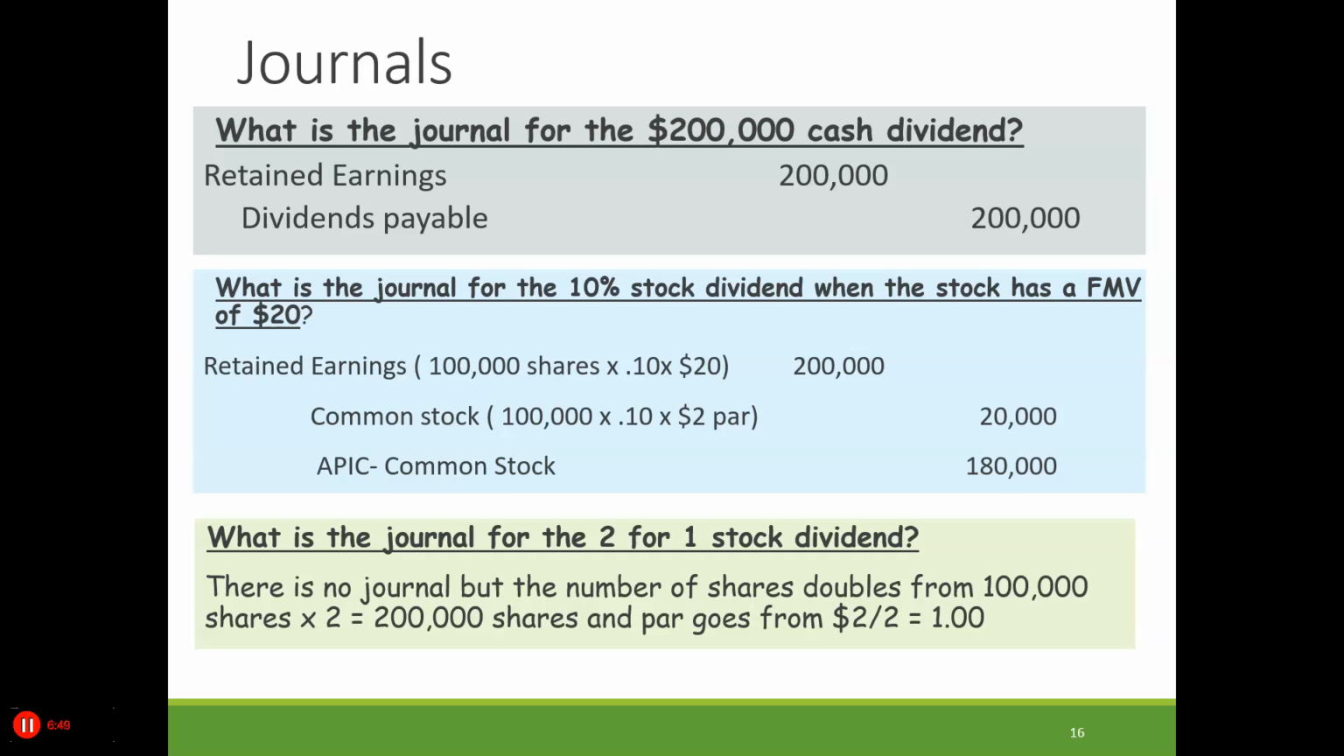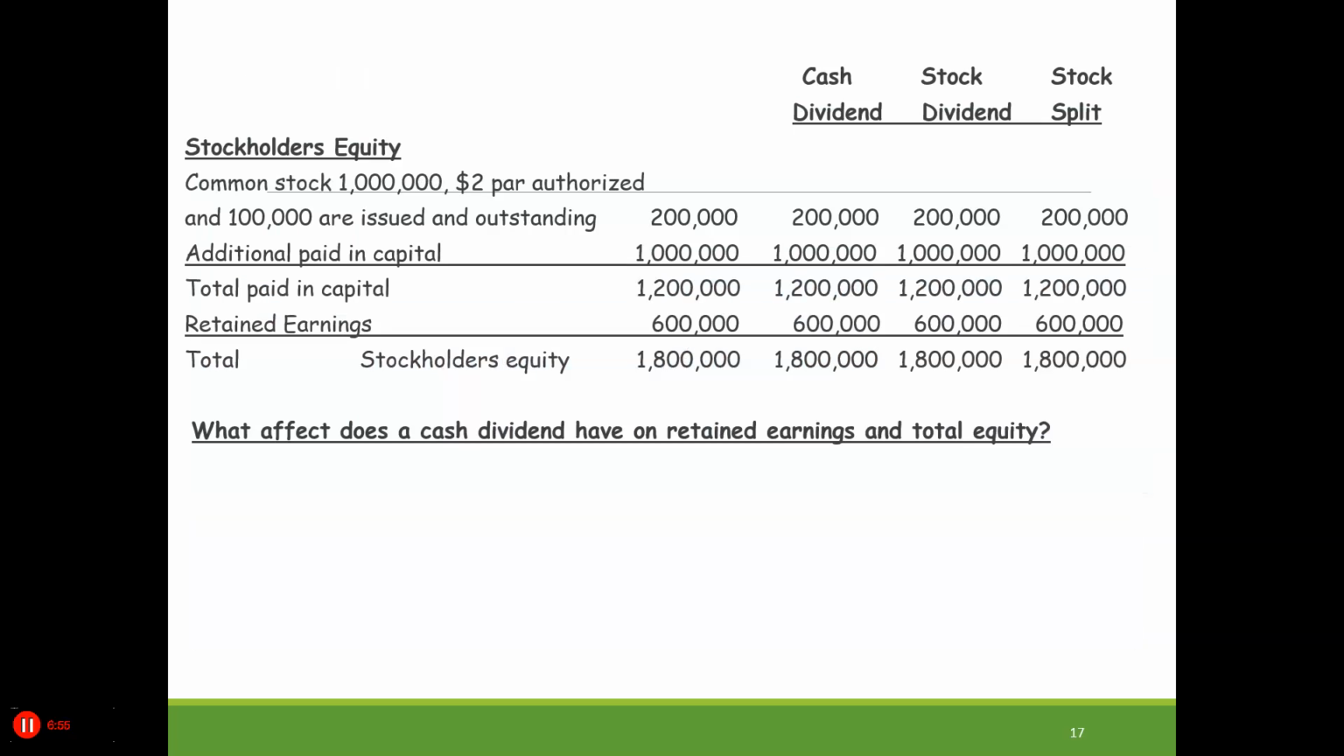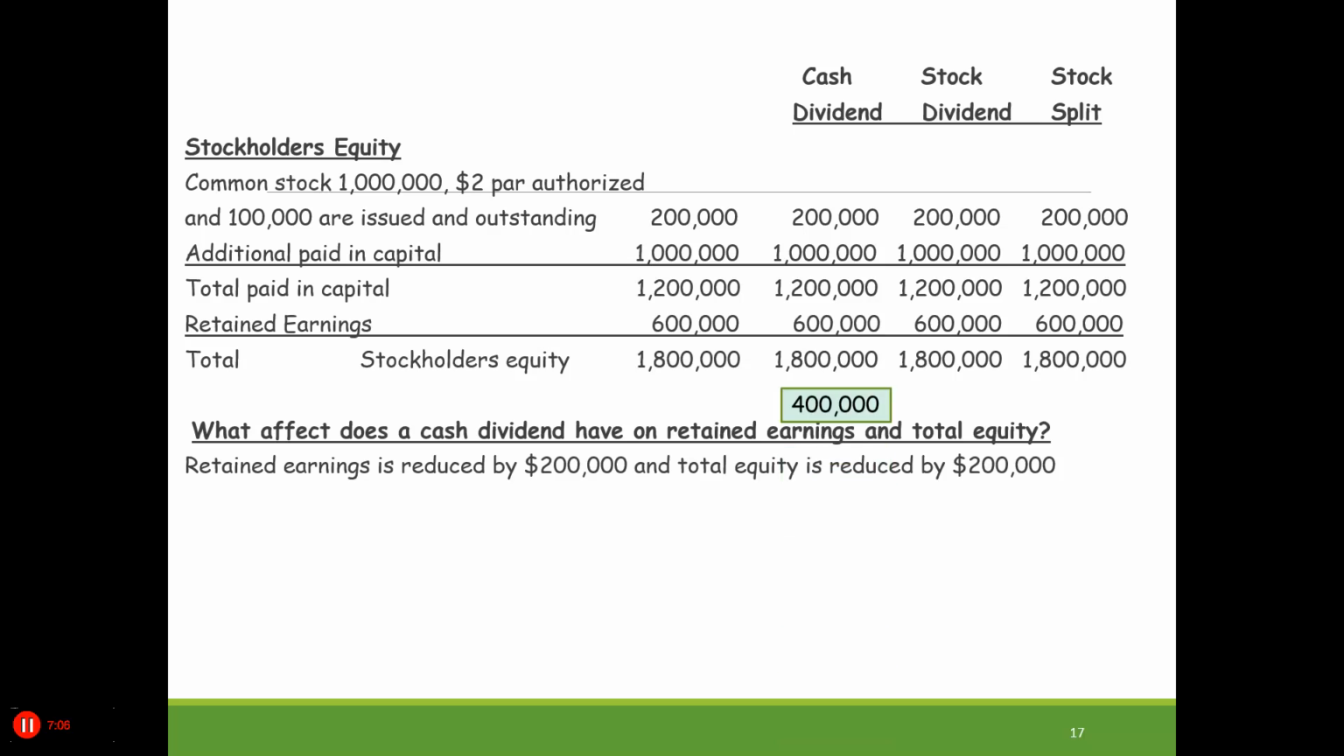So now let's actually look at what it looks like on the equity section of the balance sheet. So here's what we look like. First, what's the effect of a cash dividend? Well, our retained earnings is going to be reduced and total equity is reduced. So retained earnings is going to go down by $200,000 and total equity goes down by $200,000.